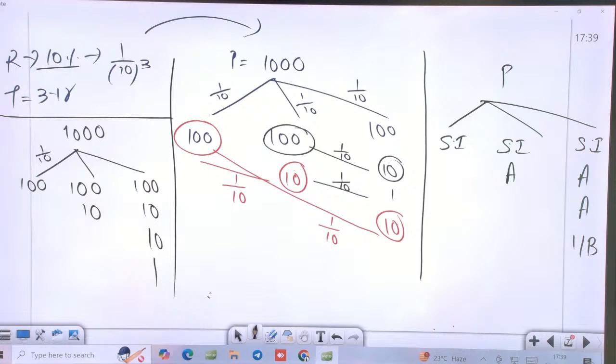Make the tree of 5%. Hurry up, for 3 years. I will come and personally check the copies. Make the tree of 5% for 3 years. The rate of interest is 5% and you have to make a tree of 5% for 3 years. Hurry up.